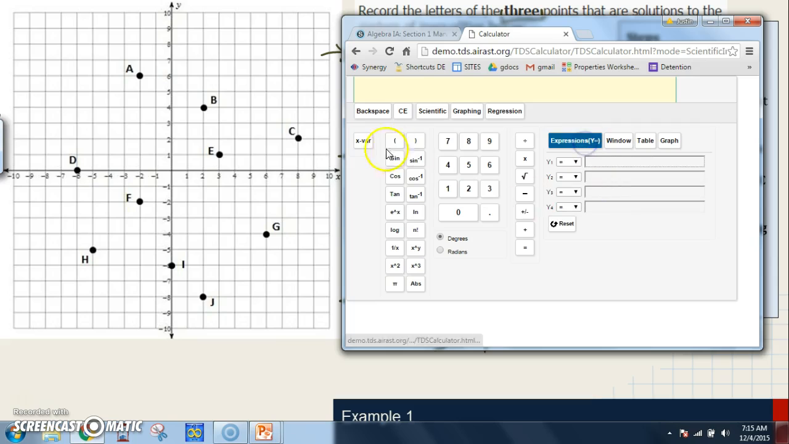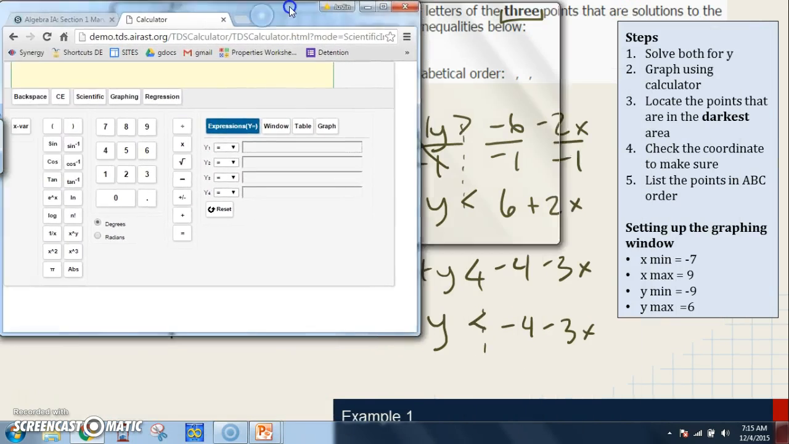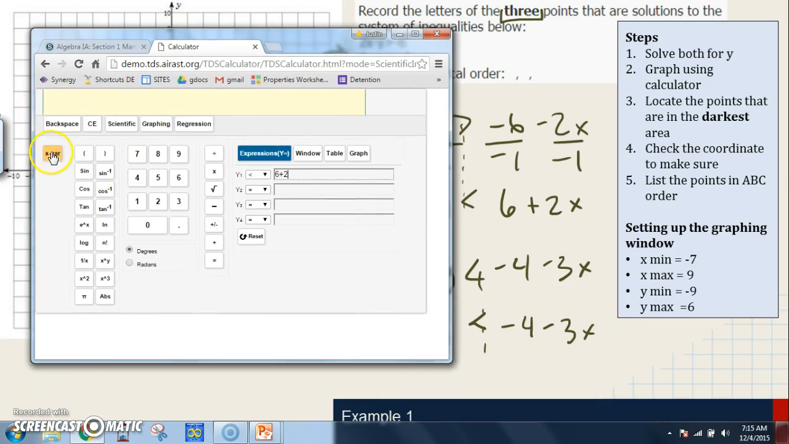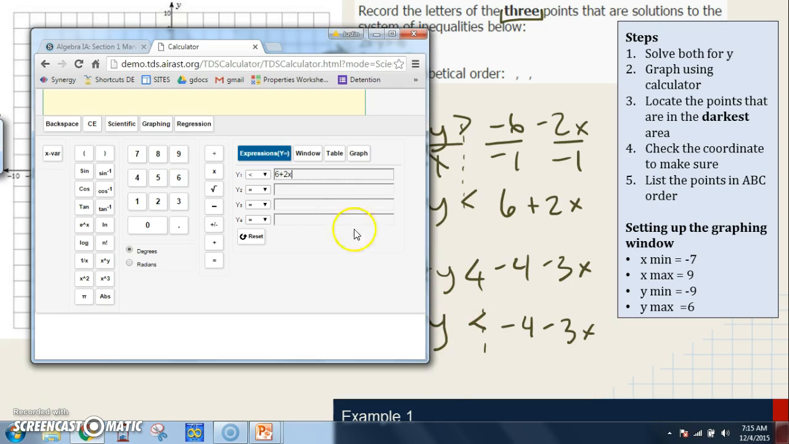Now we can go back to the expression bar, and we can type these two things in. So our first one right here is y is less than, which is this sign, 6 plus 2, and I've got to get the x, which is over here. And then our second one is down here. So we're going to drop down to this next one, y is less than as well, -4 minus 3x.